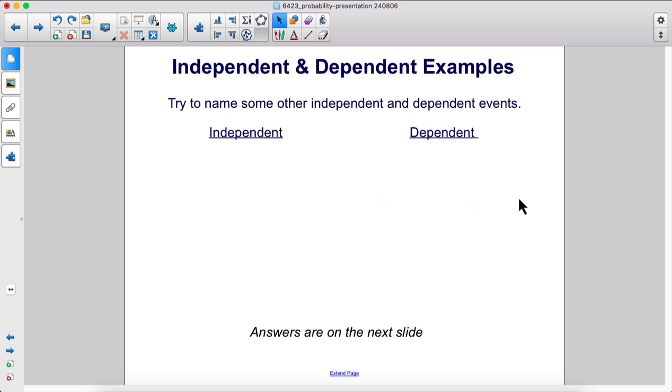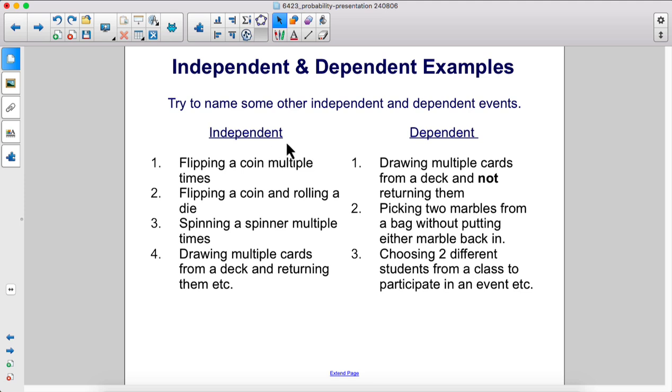Try to name some other independent and dependent events. Here are some independent events: flipping a coin multiple times, flipping a coin and rolling a die, spinning a spinner multiple times, drawing multiple cards from a deck and returning them into the deck after you draw them.